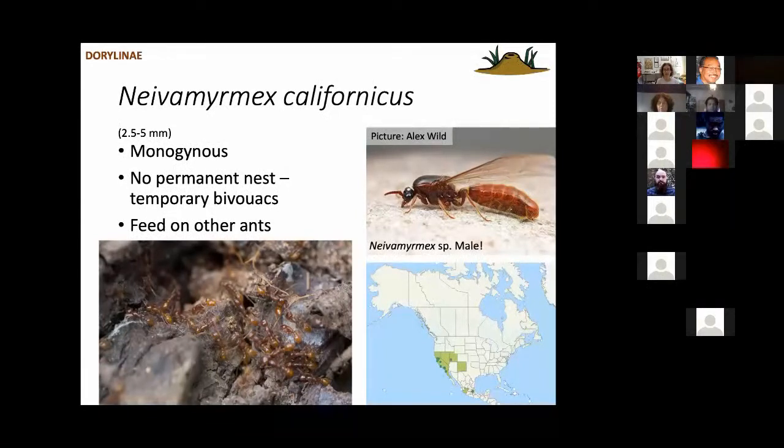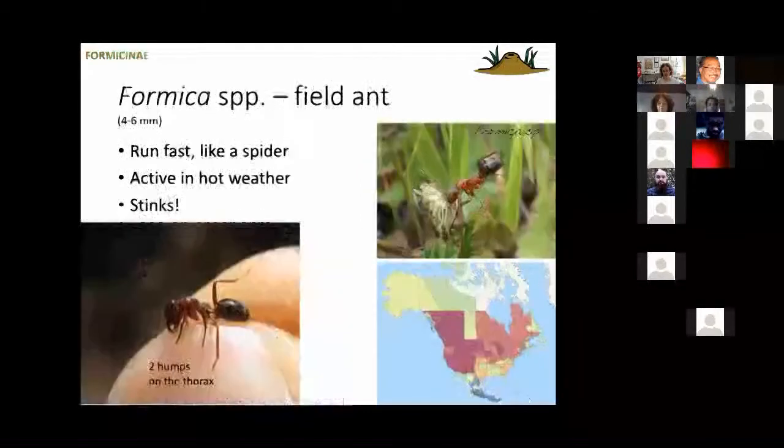And they're blind because they're cryptic. They don't need eyes. So that's a good way to tell them from other ants. Very cool, very shiny. If you happen to see them walking, they walk very fast. And they would probably sting you happily.